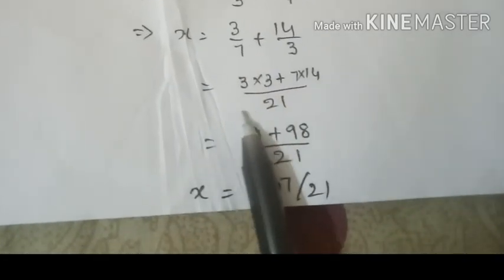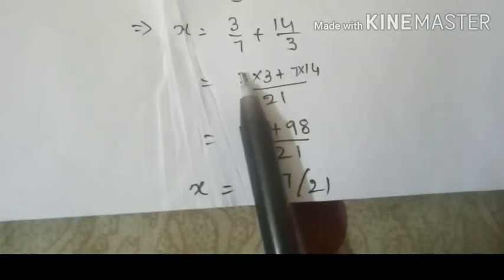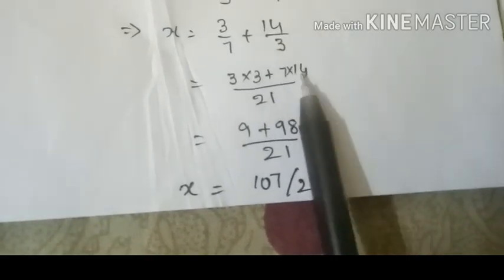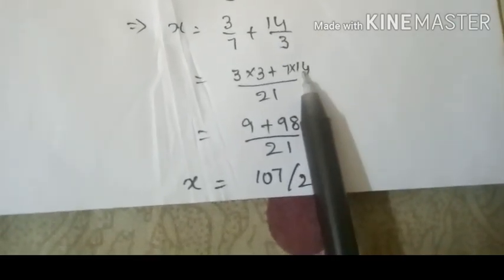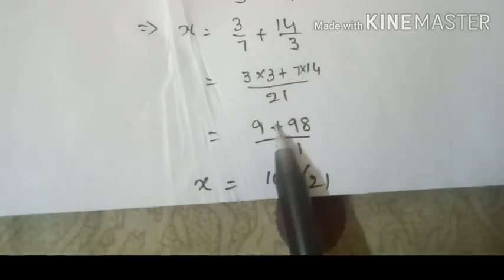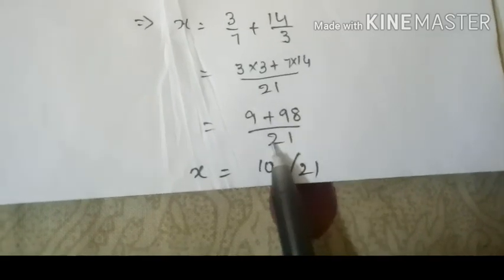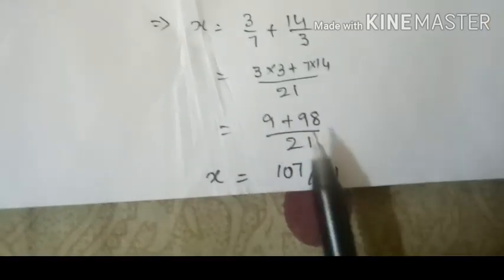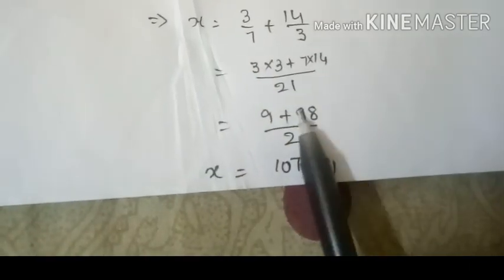Now 7 how many times 21? 7 3 times. Yes, 3 into, what is the numerator? 3. Yes. Plus 3 how many times 21? 7 times into 14. Numerator is 14. Now 3 3s are 9 plus 14 7s are 98 whole divided by 21. So x is equal to 9 plus 98 is equal to 107 by 21.